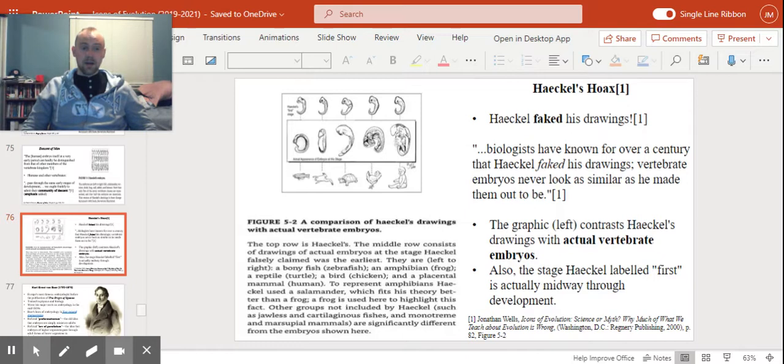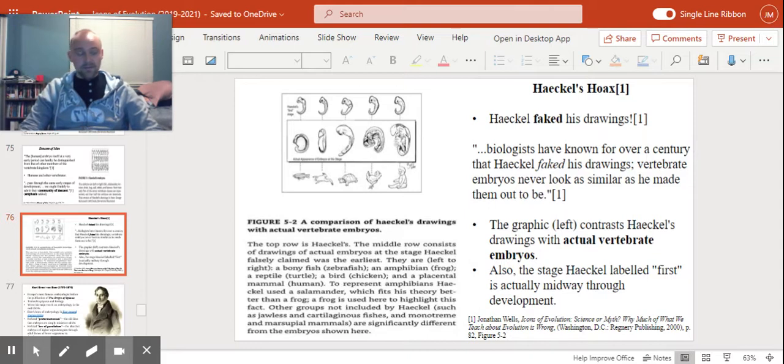We don't know why exactly he faked his drawings, but we do know this was seen as primary evidence for common ancestry. Even after being known for a century, and it takes time to develop and correct, these drawings of Haeckel's were still being used in textbooks and as evidence for naturalistic evolution for a long time afterward, and are still in many textbooks today.